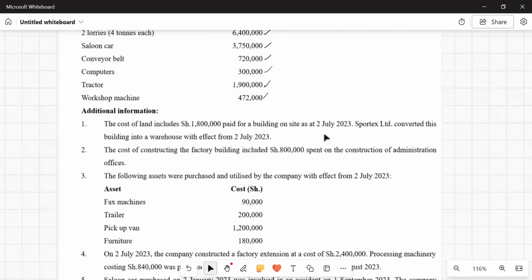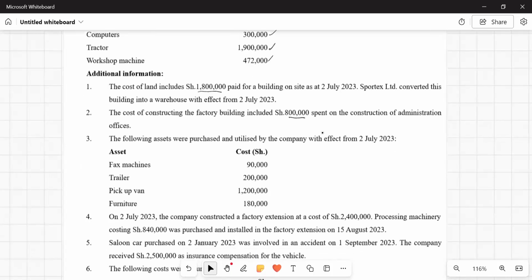We are also told below here that the cost of land included this amount paid for a building on the site. Spotex converted this building into a warehouse with effect from July 2nd, 2023. The cost of constructing the factory building included 800 spent on construction of administration offices. The following assets were purchased and utilized from 2nd July 2023. They are fax machine, trailer, pickup van, and then furniture.